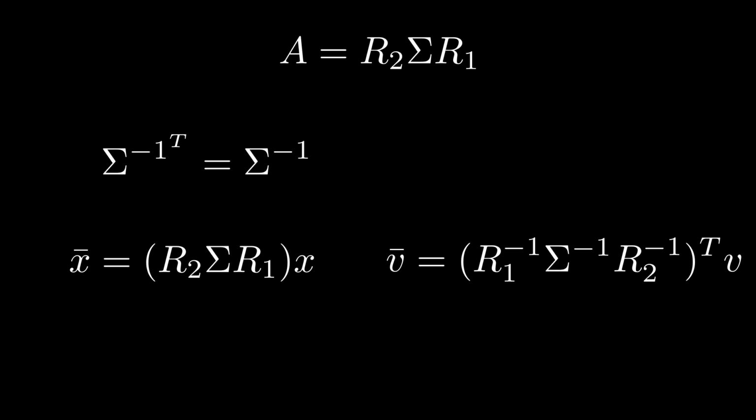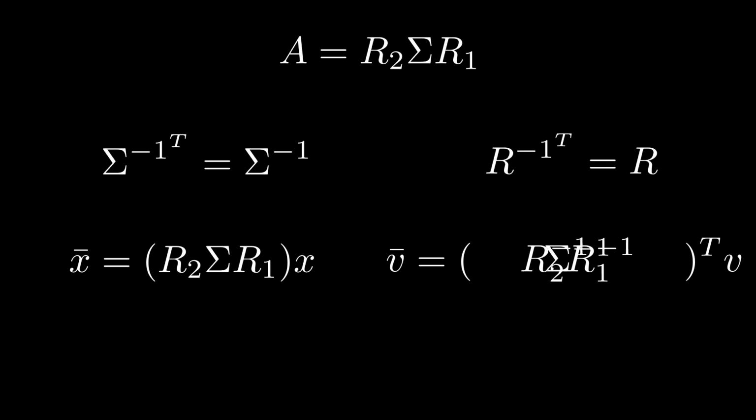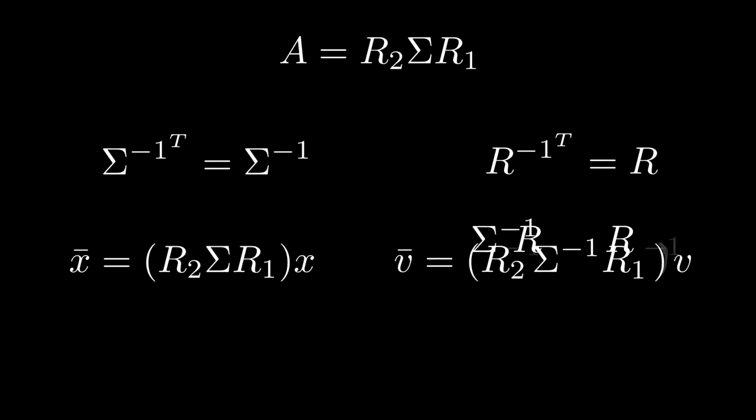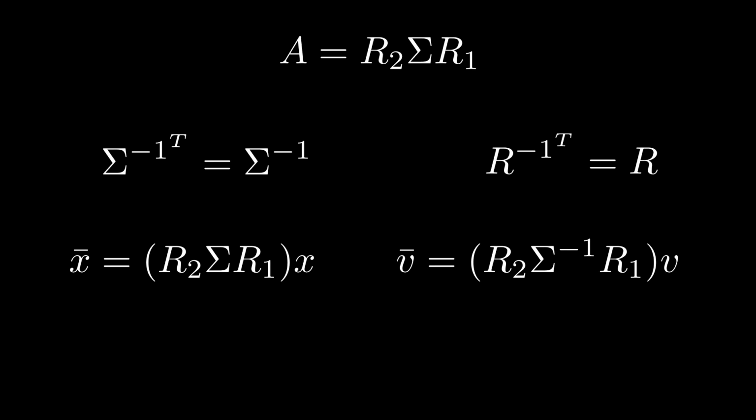For the R's, on the other hand, these are pure rotations or reflections, i.e. they are orthogonal matrices. And like we said before, for orthogonal matrices, its transpose is its inverse, which means that the transpose of the inverse is just the original rotation. So now we're ready to distribute that transpose, and the result is this. And I encourage you to stop and try to appreciate what a nice result this is.